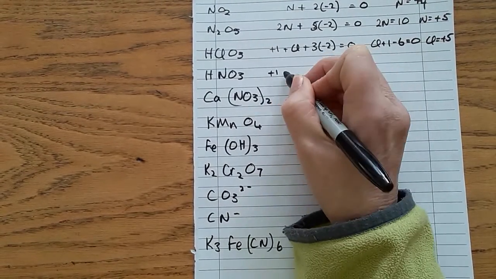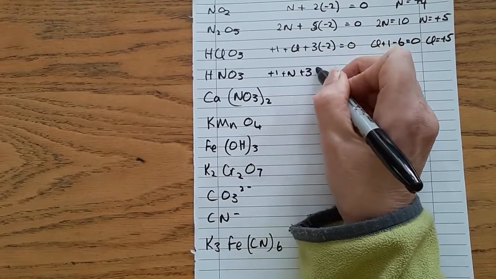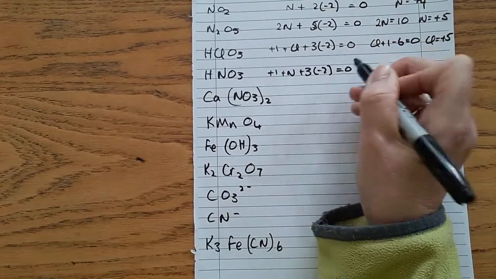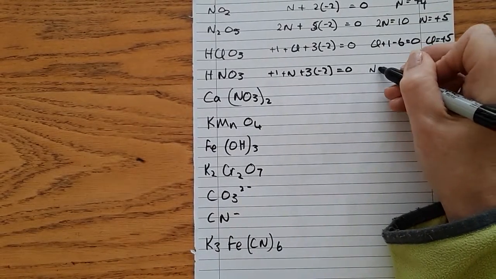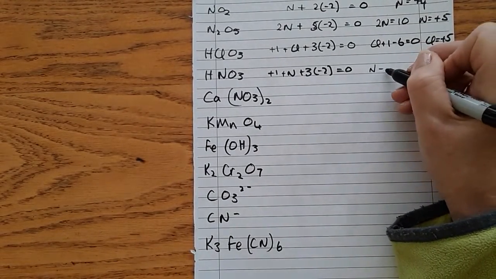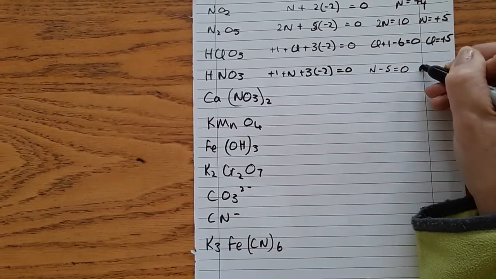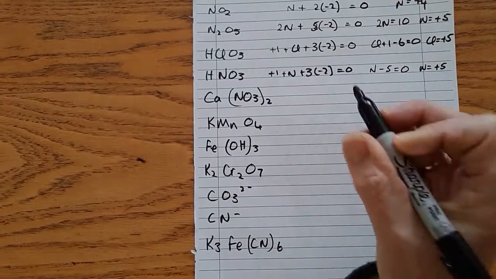Hydrogen's +1, nitrogen I don't know, but I've got 3 oxygens which are -2, overall charge of 0. That will give me nitrogen -6 plus 1 gives me -5, has to be equal to 0. So in this case, nitrogen is +5.